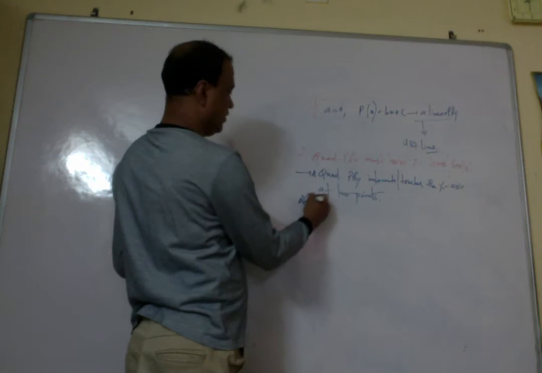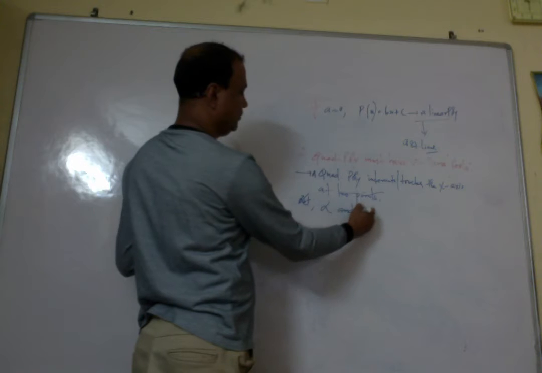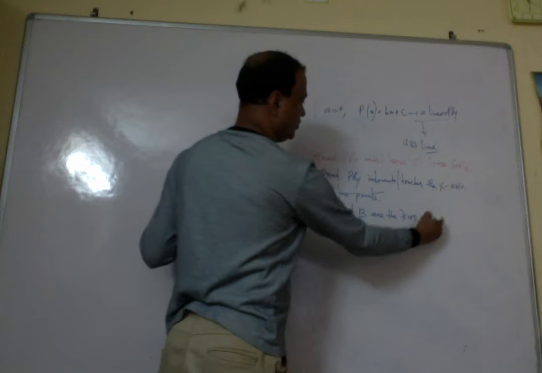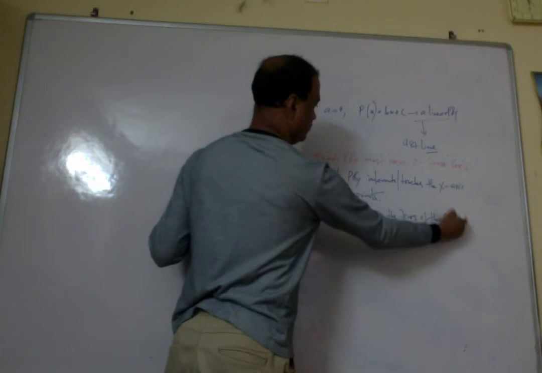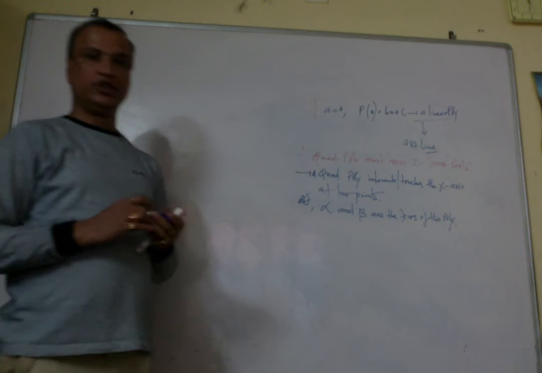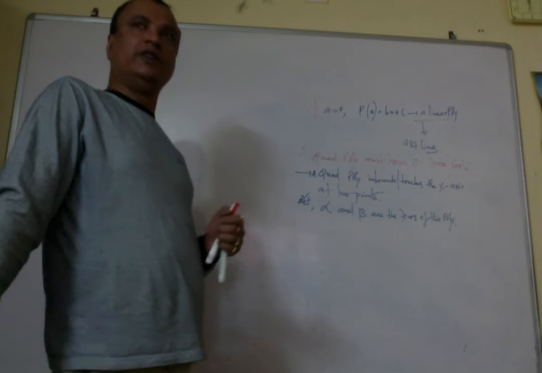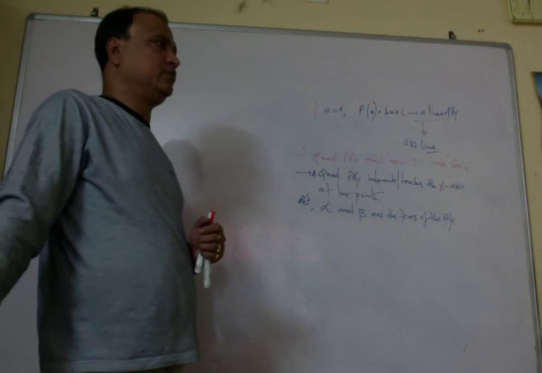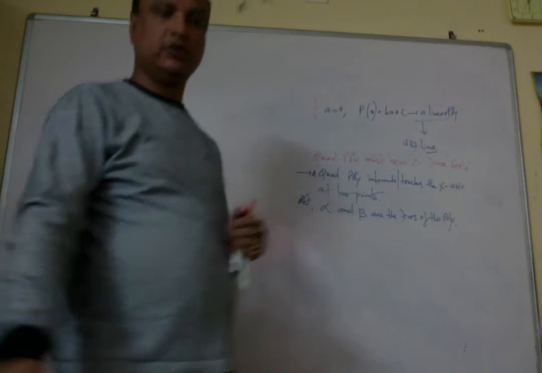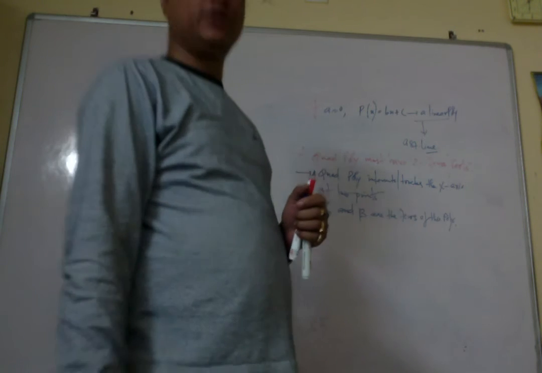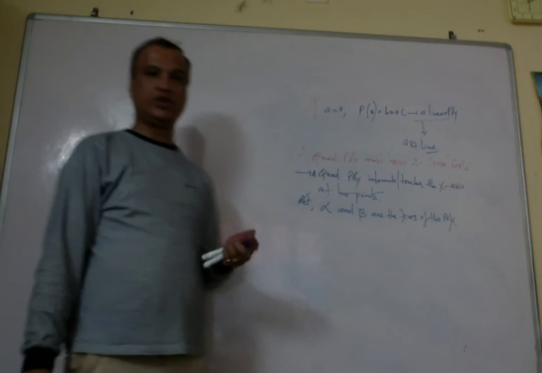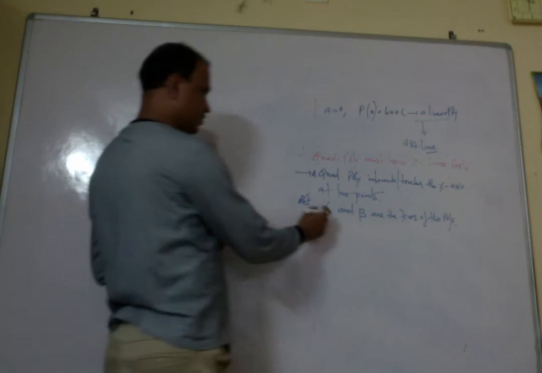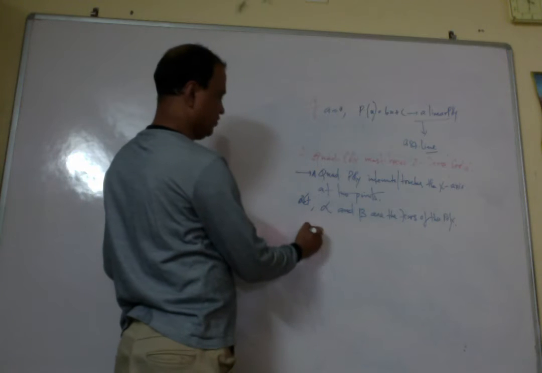So let alpha and beta be the zeros of this polynomial. I hope zeros are clear for you. Zeros mean the values of x for which the polynomial becomes 0. So let alpha and beta be the zeros of this polynomial. Two important pieces of information you have to keep in mind here.